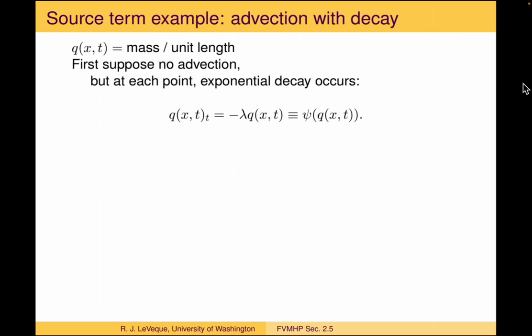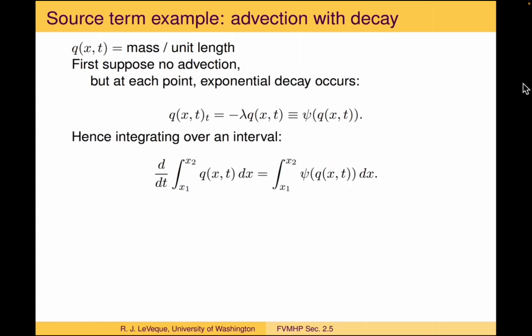So a very simple example would be if we just have advection of a single quantity, but now suppose it's a radioactive isotope that we're looking at the concentration of as it propagates down the pipe. So it's decaying into something else, but let's just look at the mass of this one particular isotope. Then at each point in time, we would expect its time derivative to be just like minus lambda times q, exponential decay. And so that would define our source term as a function of x and t.